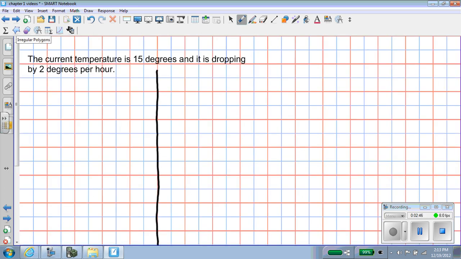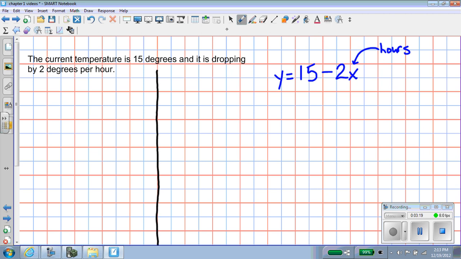The current temperature is 15 degrees and it is dropping by 2 degrees per hour. Those are words. Let's see if I can create a function for that. So the current temperature is 15 degrees and it is dropping by 2 degrees per hour. And let's say x stands for hours. Okay, so we could say y equals.